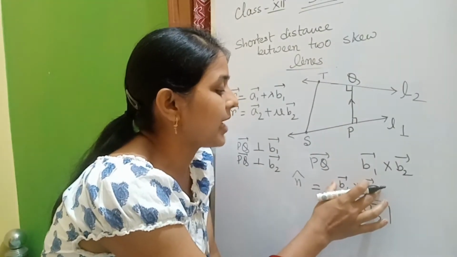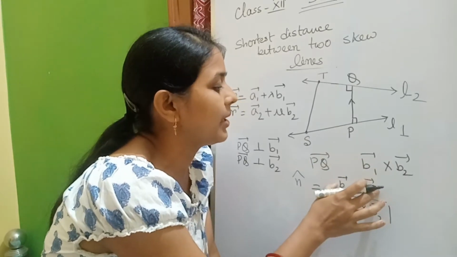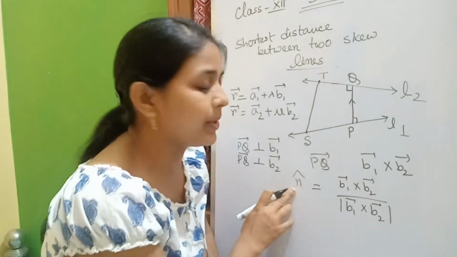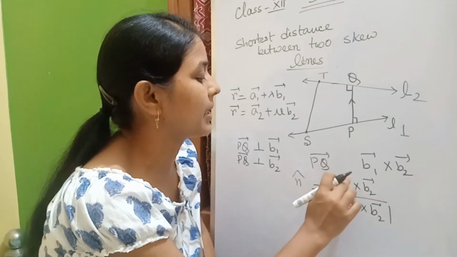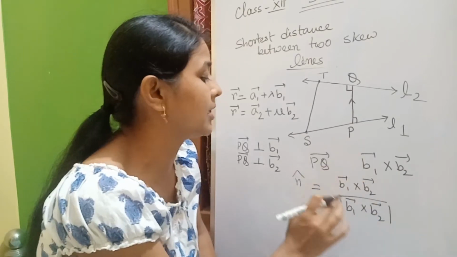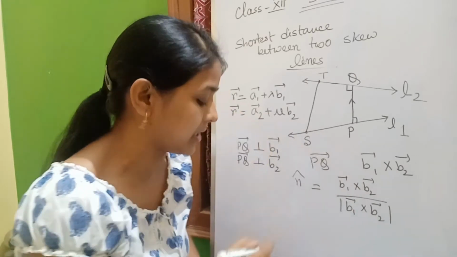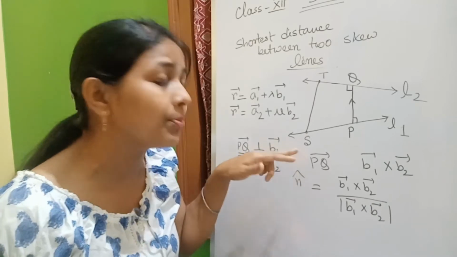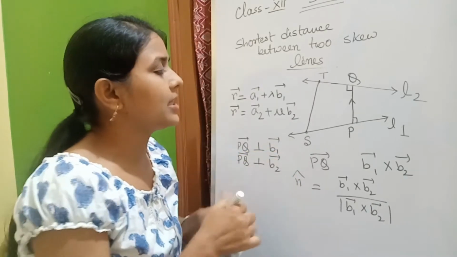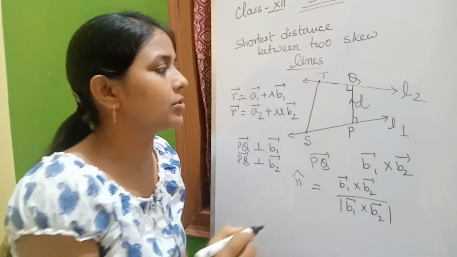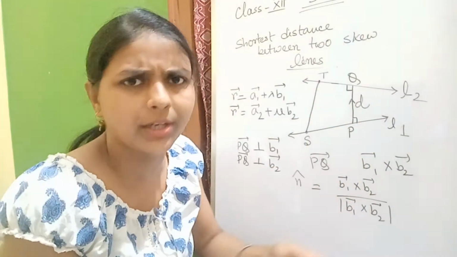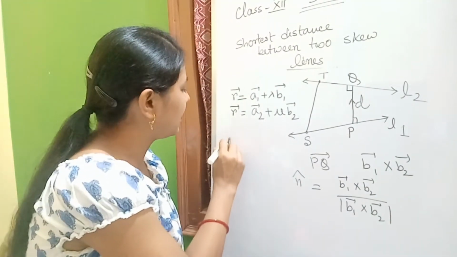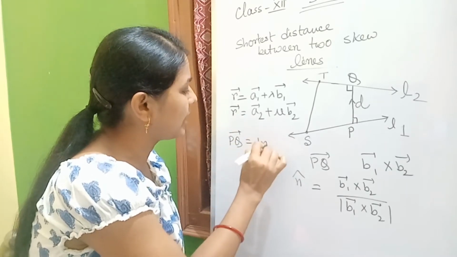This vector will be parallel to PQ vector, or it can be the same vector, so the unit vector obviously will be the same. n cap equals b1 vector cross b2 vector divided by mod of b1 vector cross b2 vector. Now, as n cap is the unit vector along PQ vector, and if the shortest distance is denoted as small d, then we can write PQ vector equals d n cap.